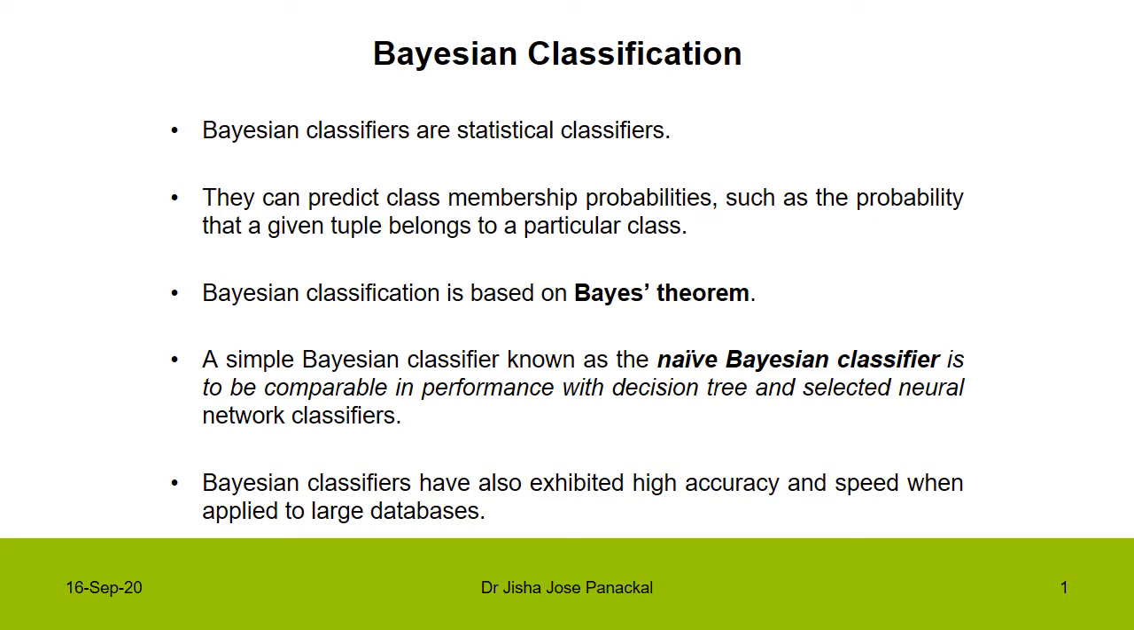A simple Bayesian classifier is also known as the naive Bayesian classifier, which is comparable in performance with decision tree as well as some neural network classifiers. These have also exhibited high accuracy and speed when applied to large databases.